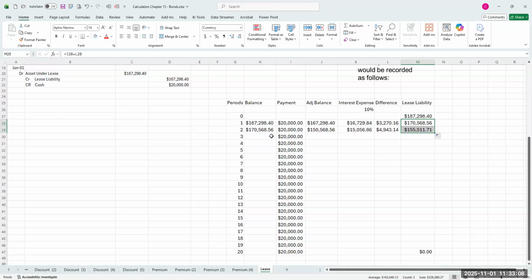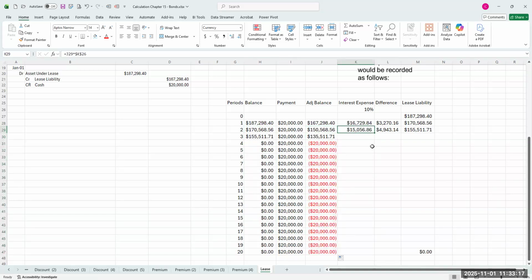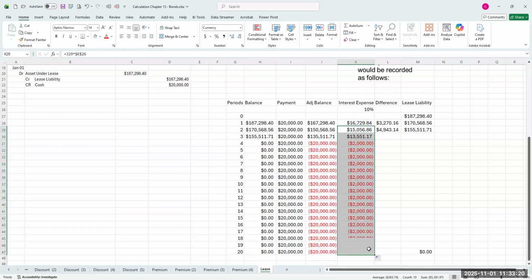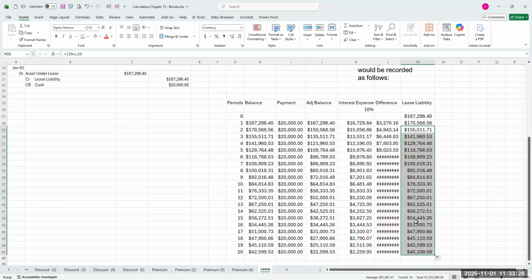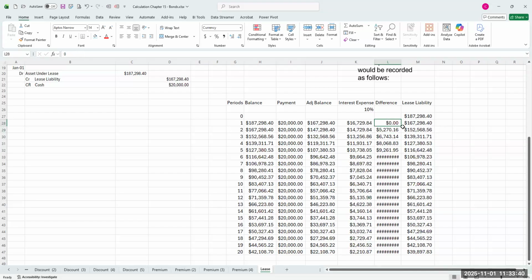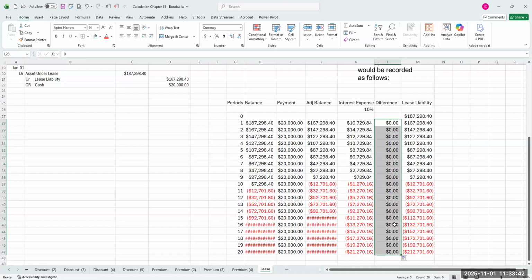And I keep going in the same direction. Let's put this one all the way down. This one will be that one. Then we're going to have the interest expense. Then we're going to have the difference. And then we're going to have the lease liability amount. Is that the way? No, that's not the way. So basically, this difference doesn't work here. That will be 0. Let's move it to 0. And my objective is to get here to 0, going down to 0.